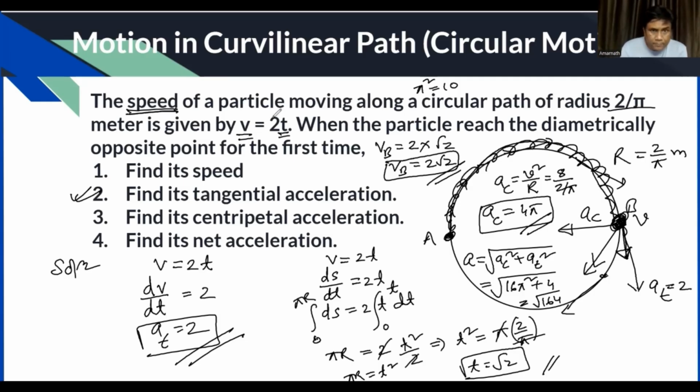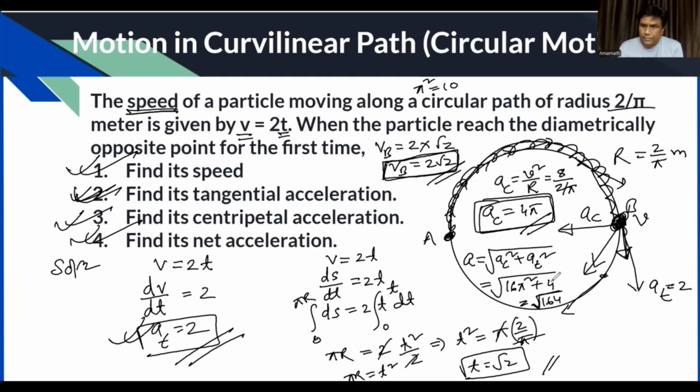So what you see, what is the speed? I have calculated it to be 2 root 2, okay? What will be the tangential acceleration? At the beginning I have calculated it is 2. What will be the centripetal acceleration? That is calculated to be 4 pi. What will be the net acceleration? That is calculated to be under root 164.